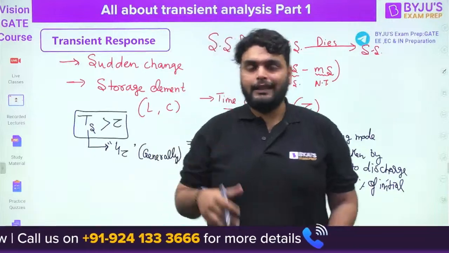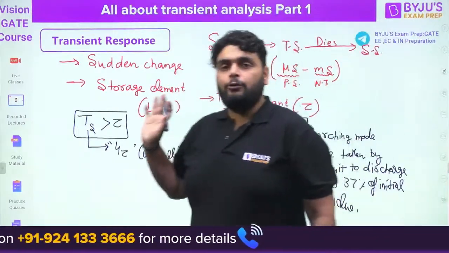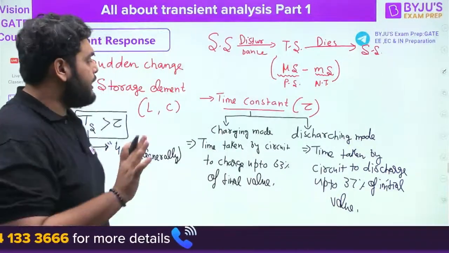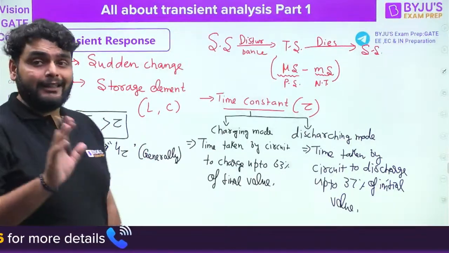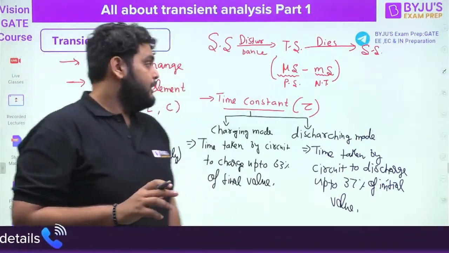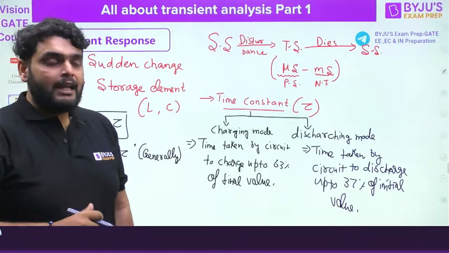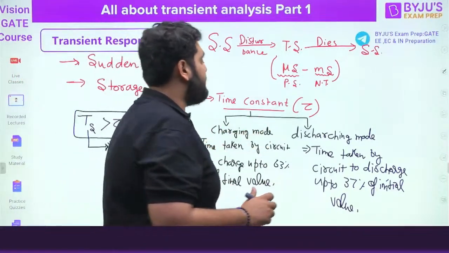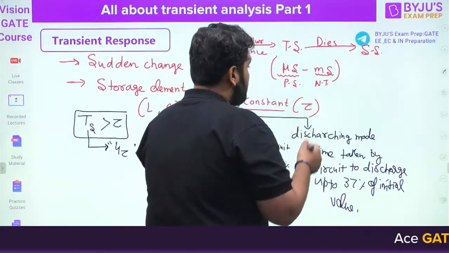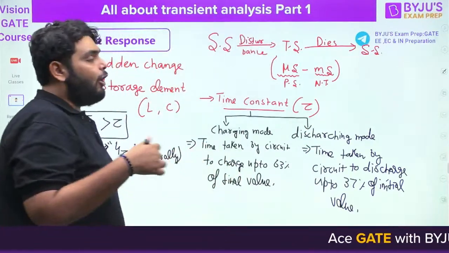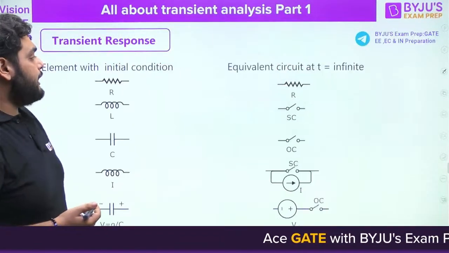So I'm not discussing that point here. Any doubt till here? We have discussed what is a time constant. That is important before going into a concept first, right? Now, charging and discharging is going to happen. Now, first of all, to understand further, you should understand what is the order of a circuit.